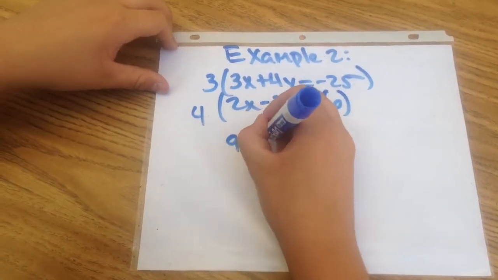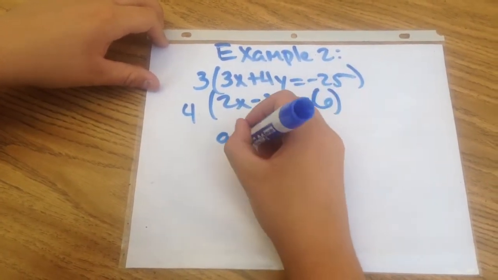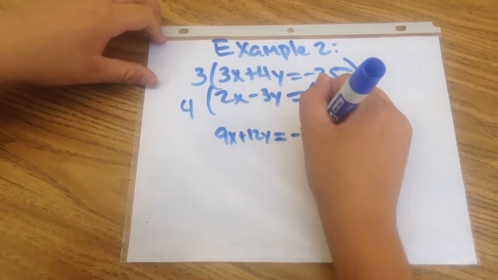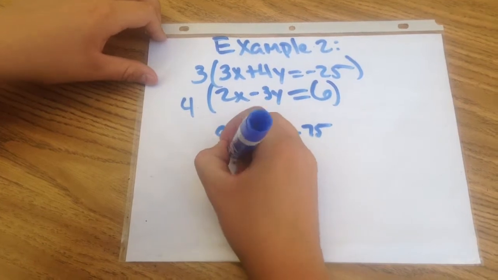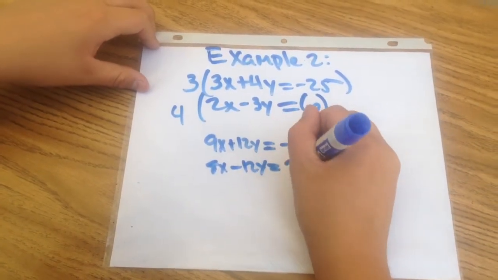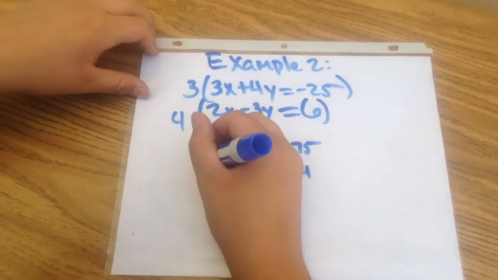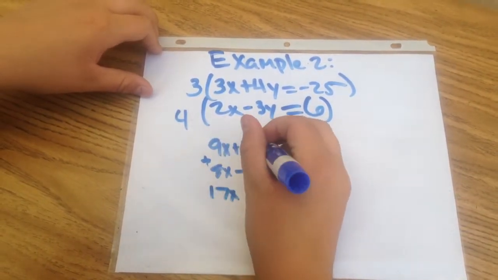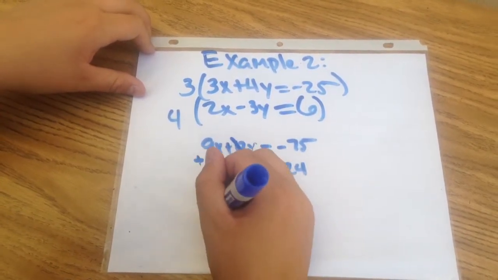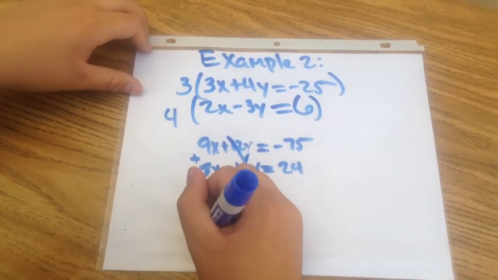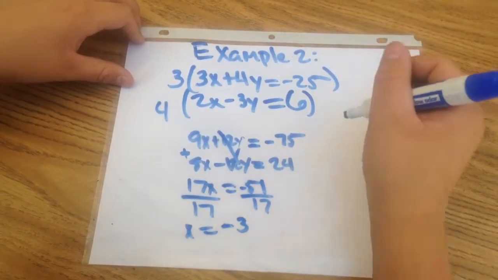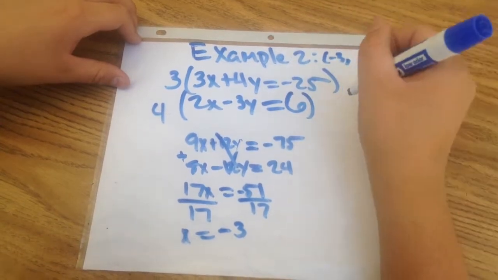9x minus 12y plus 12y equals -75. Now 8x minus 12y equals positive 24. Add these together, 17x, these cancel out, equals 51. Divide by 17, and x equals -3. This is negative, I'm sorry. And now you have your first part of your ordered pair.